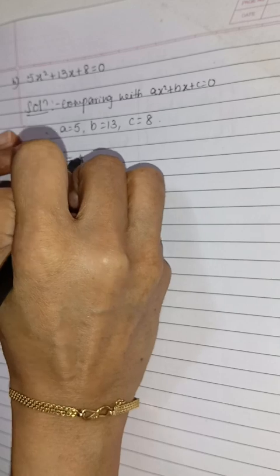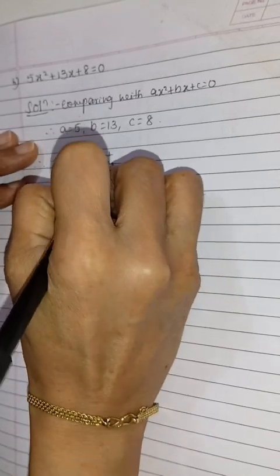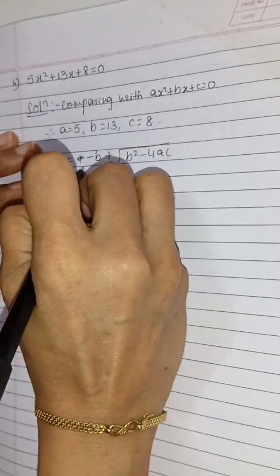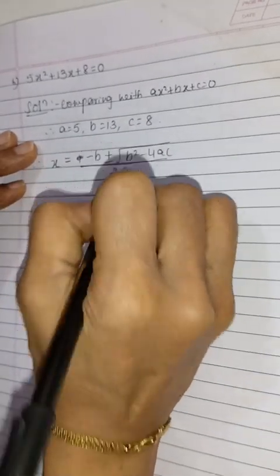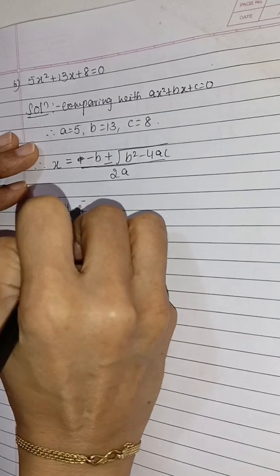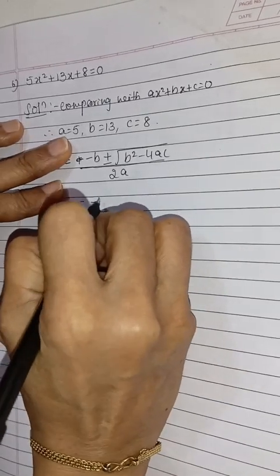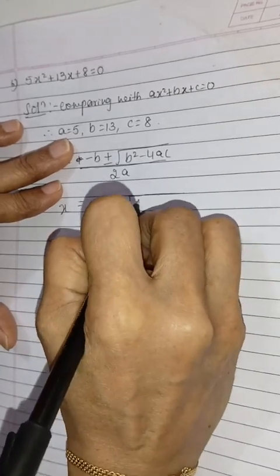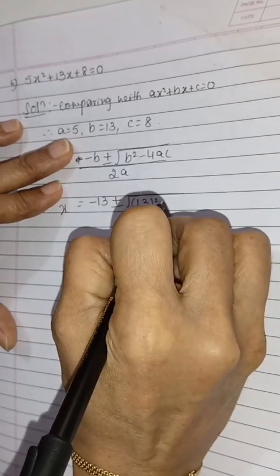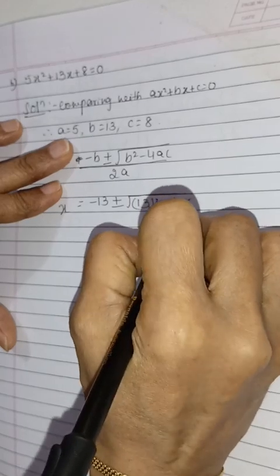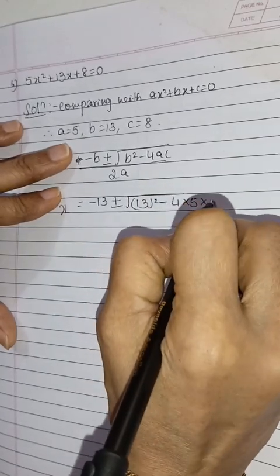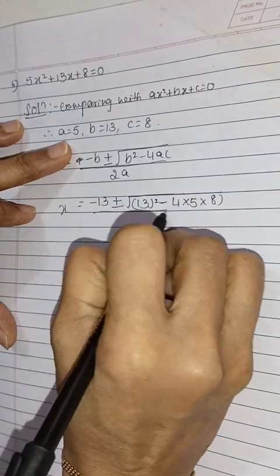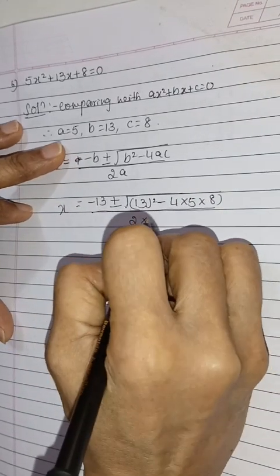Therefore, x equals minus b plus or minus square root of b square minus 4ac, divided by 2a. Therefore, x is minus b, which is minus 13, plus or minus b square, which is 13 square, minus 4 into a, which is 5, and c, which is 8, divided by 2 multiplied by a, which is 5.